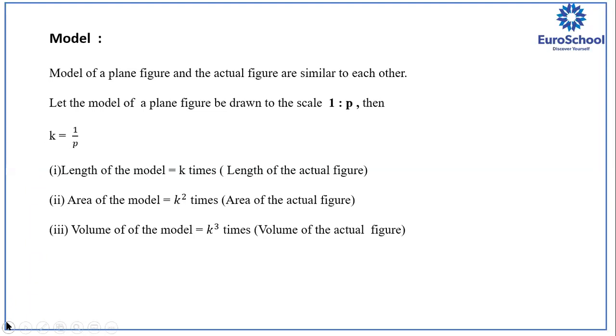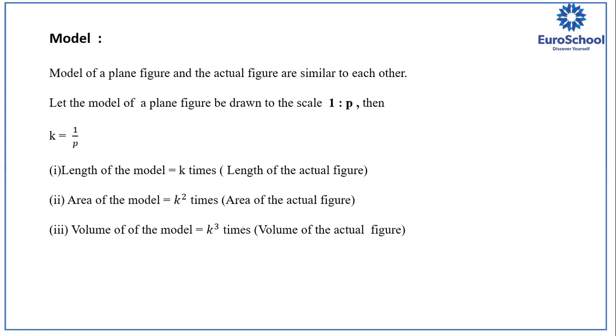Only the sizes change. Each length of the Burj Khalifa is reduced by one scale factor to get that model. So the length of the model is always k times the length of the actual figure. Now look at this k, it's multiplying, but it's always 1/p. Understood? Yes, ma'am. In general, I'm just saying the model is always smaller as compared to the actual figure. You all know this, right?